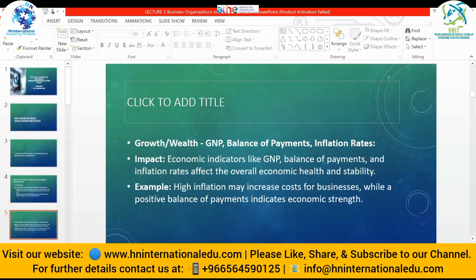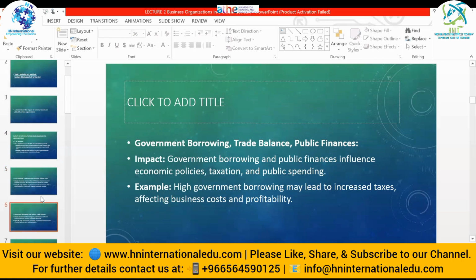And if we discuss BOP, it includes the current account, financial account, and capital account. These are the main jewels of any economy. If the balance of payment is positive in any economy, then this means it is a developing nation and it is getting developed. And GNP stands for gross national product.